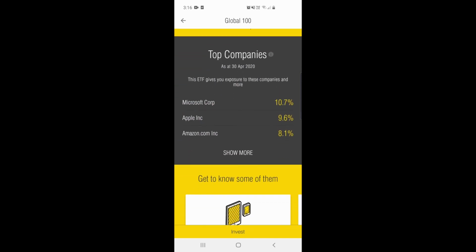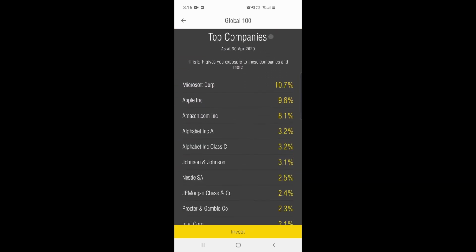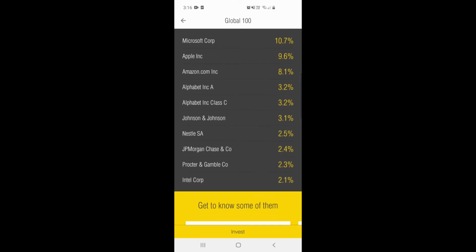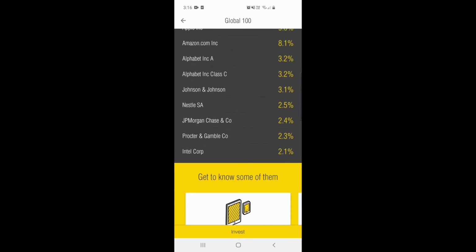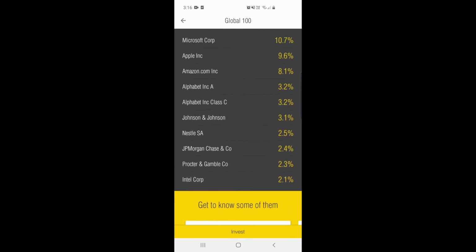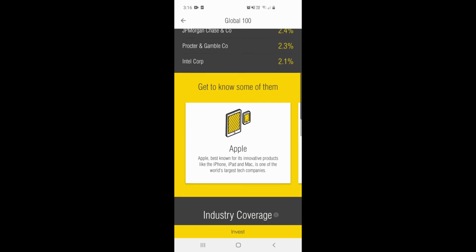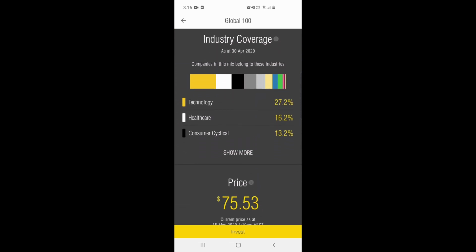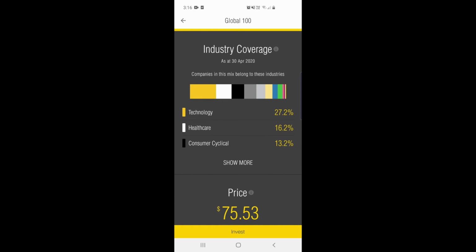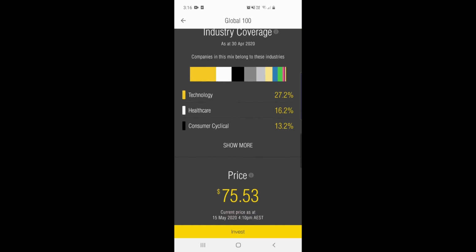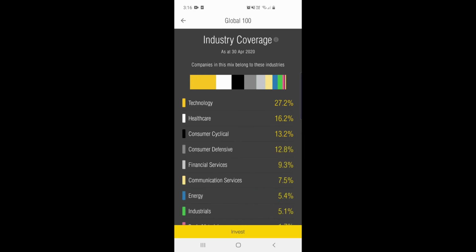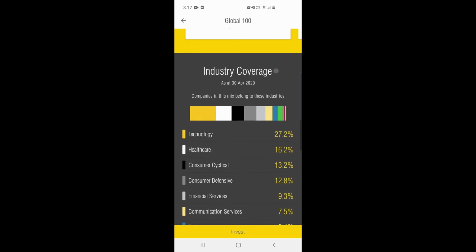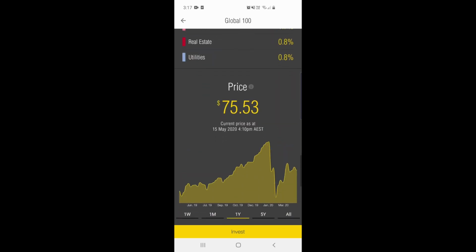So let's have a quick look at their top companies. Of course, we've got Microsoft, Apple, Amazon, Google's, J&J, Nestle, Intel, and a lot of other companies. Their diversification: technology. So these guys look like they're pretty technology strong, 27.2%. You got some healthcare, consumer, financial services, energies. Pretty good diversification as well.